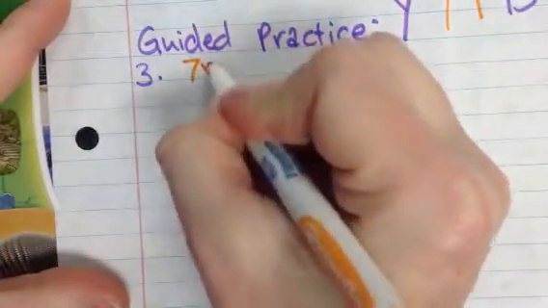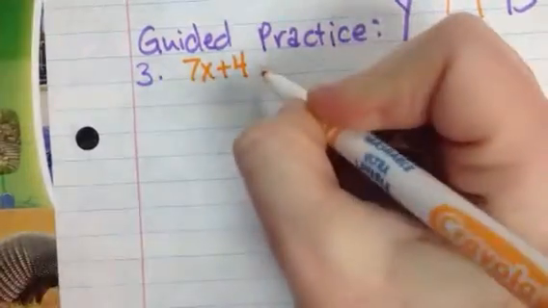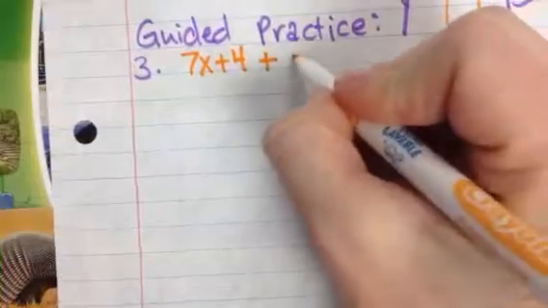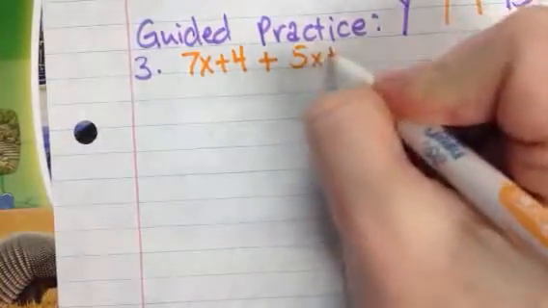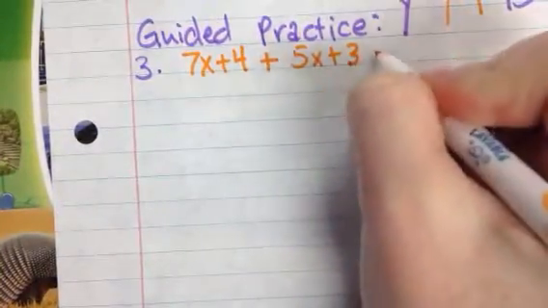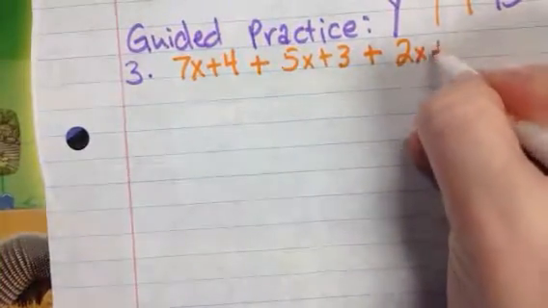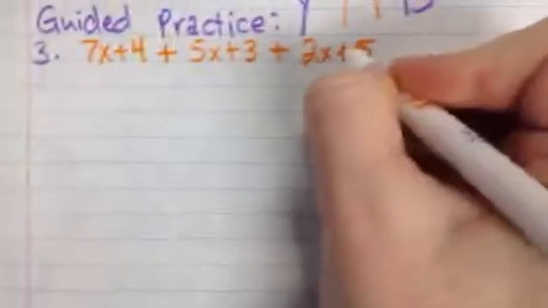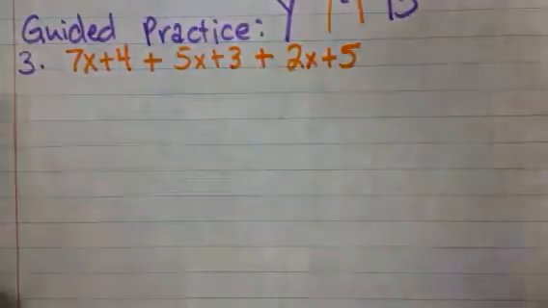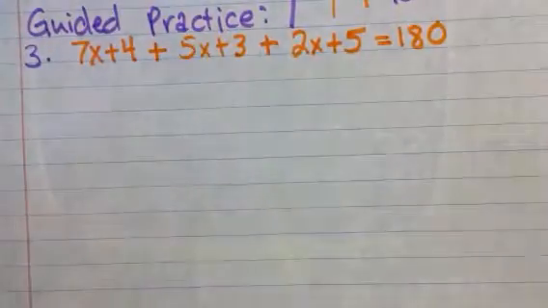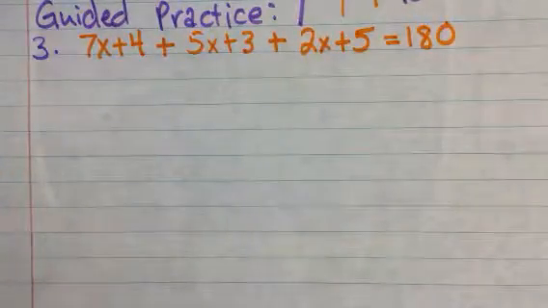So on number 3, I have 7x plus 4 in the top angle. I'm going to add. The next angle says 5x plus 3. The last angle said 2x plus 5. I just added all the interior angles. I know they're equal to 180 degrees for the triangle sum theorem.